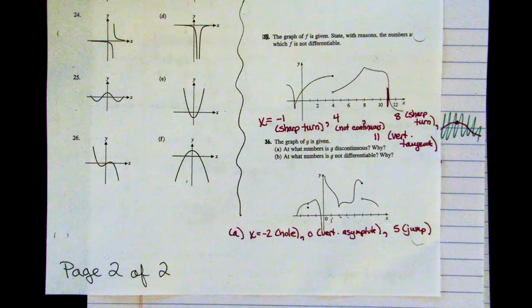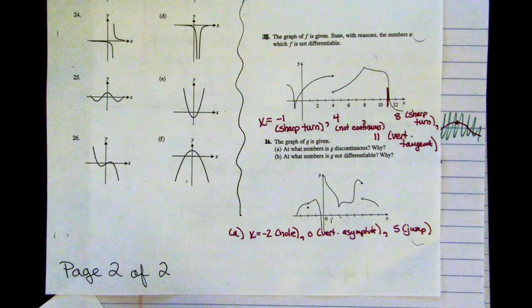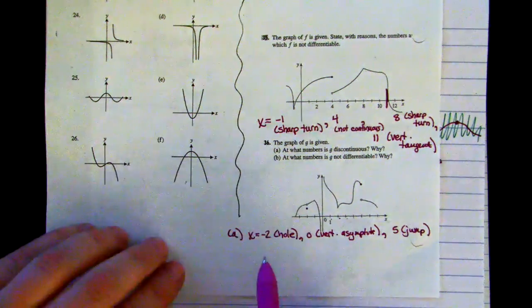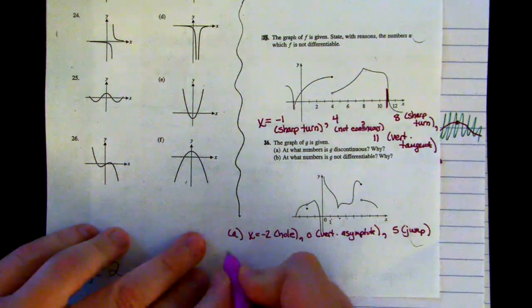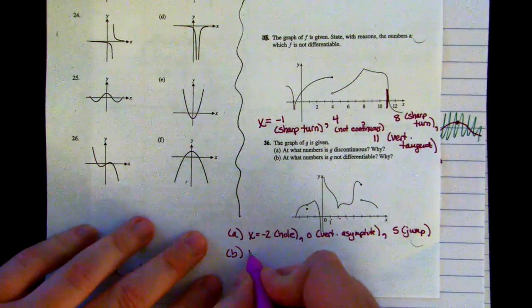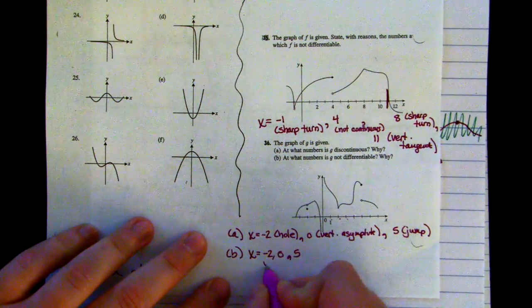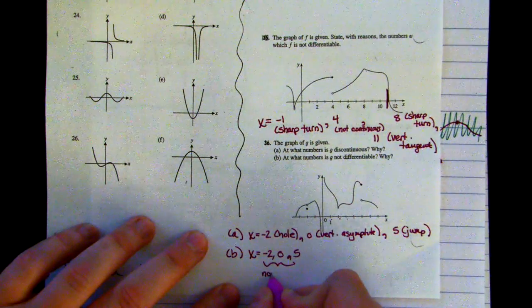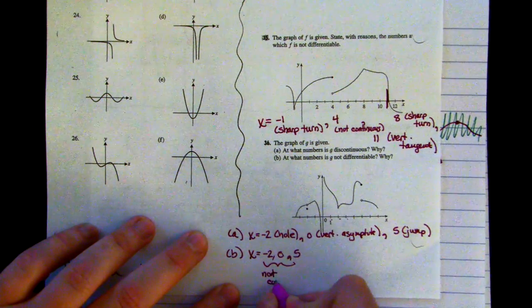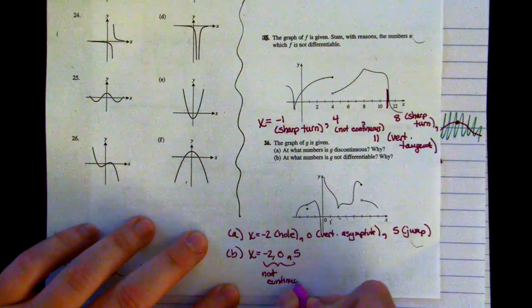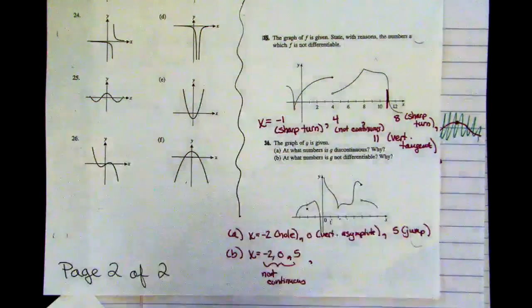Next, where are we not differentiable? Well, first of all, I feel like 3 places where we're not differentiable should be really, really easy. Because every place where we were not continuous, we are going to be not differentiable. So I'm going to say x equals -2, 0, and 5, because we're not continuous. Take a moment, find the other places, and give reasons.